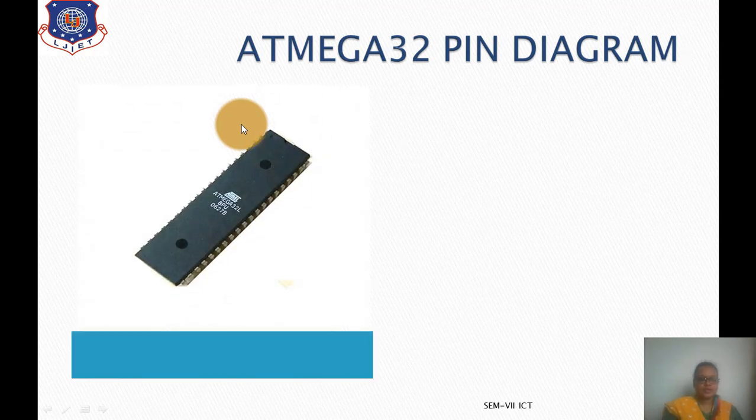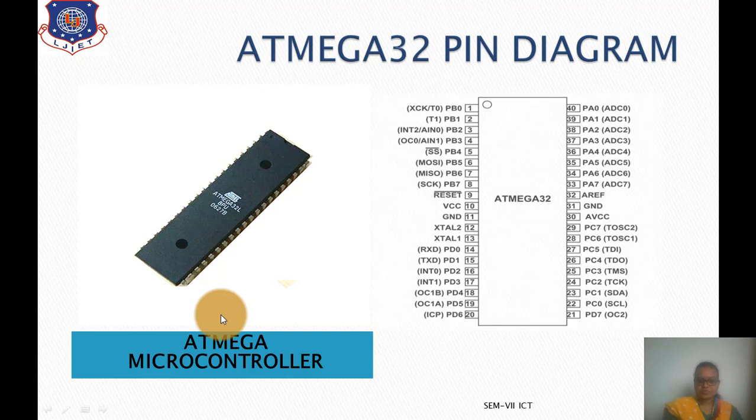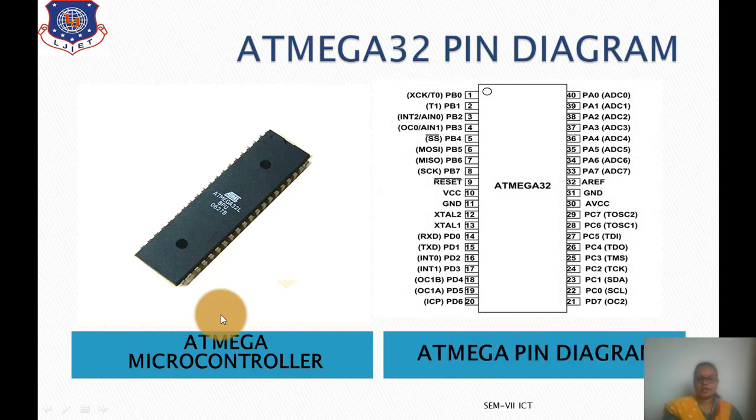As you can see here on the left hand side, this is the ATmega32 microcontroller, which is a 40 pin IC. This is the ATmega32 microcontroller, mounted on a semiconductor silicon chip. And on the right hand side, you can see the diagram showing the pin diagram of ATmega32.